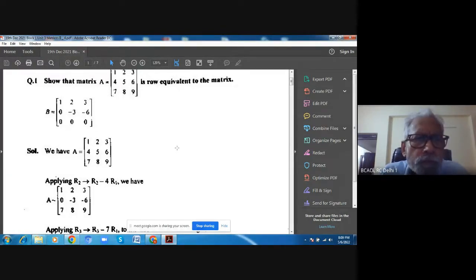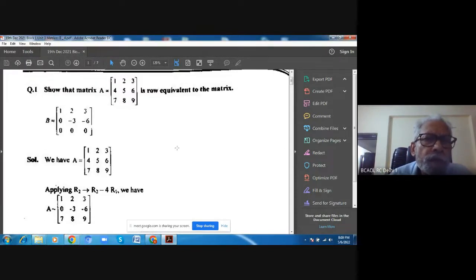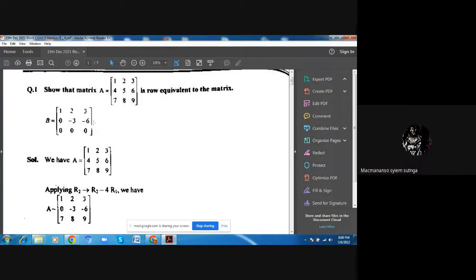Here you see some matrix is given. This row is equivalent to the matrix. So you have to prove it, and a B matrix is given. There are two matrices. You have to prove that matrix A is row equivalent to matrix B.